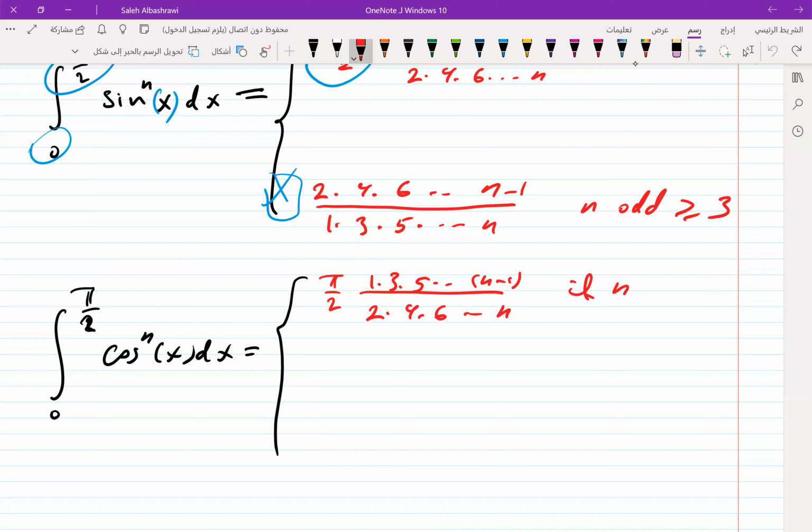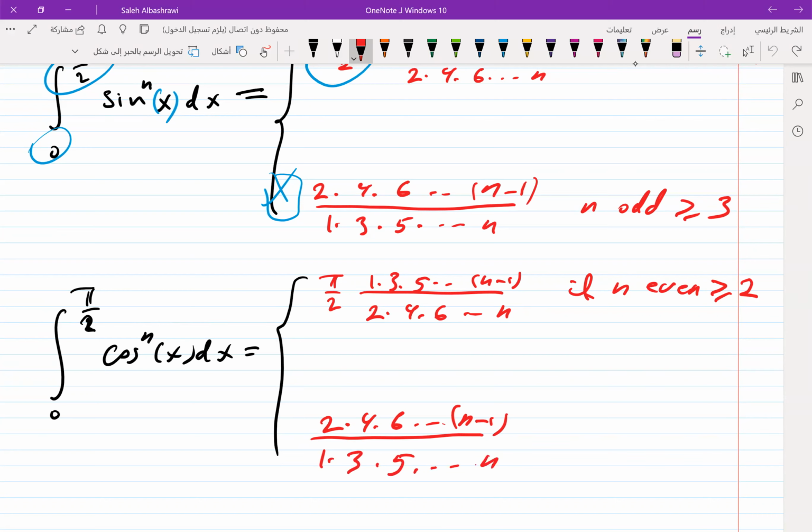if n is even, greater than or equal to 2, and it is equal to 2 multiplied by 4 by 6 up to n minus 1 divided by 1 multiplied by 3 by 5 up to n, if n is odd, greater than or equal to 3.